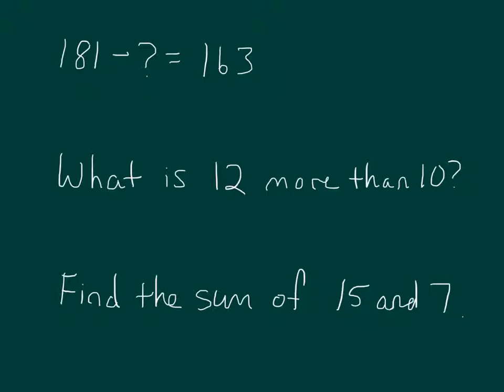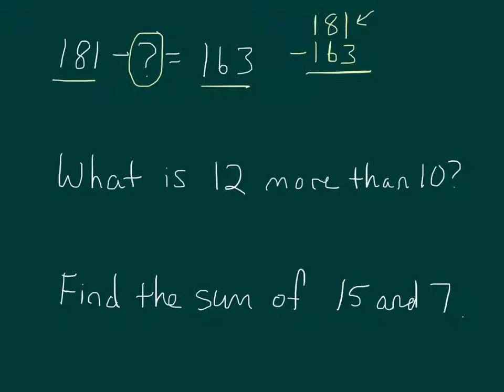First problem. 181 minus something equals 163. That's a missing number. I know that to find the missing number, I'm going to have to subtract. 181 minus 163. I know that I'm going to subtract this number minus this number. The bigger number minus the smaller number in this case. I'm going to line up the digits on the right column. And now I'm going to subtract.